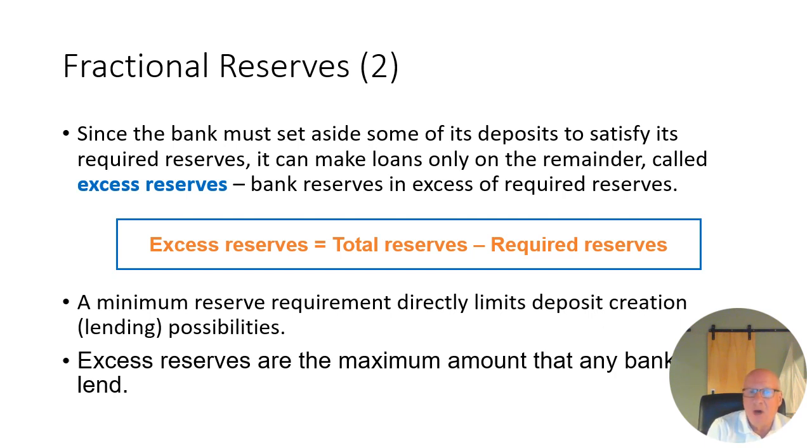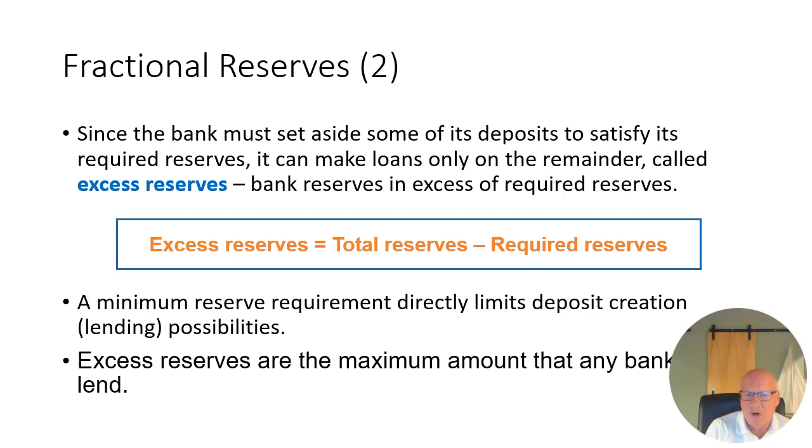Now, it can make loans out of what are called excess reserves. Banks oftentimes keep reserves in excess of required reserves. So, excess reserves, let's look at our formula now in our little box. The excess reserves will be the total reserves, meaning how much cash does the bank actually have in the vault, minus the amount that they're legally required to keep in the vault.